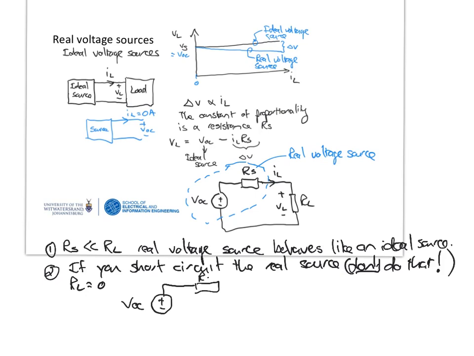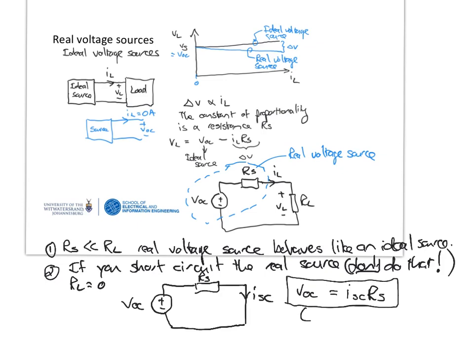our source, which looks like an ideal voltage source with voltage V open circuit. We've got our source resistance RS, and we're short-circuiting it now. So what's flowing here is I short circuit. Then you can see that by Ohm's law, these quantities are related to each other by the equation V open circuit is equal to I short circuit RS. And this is an important relationship because it becomes important later on when we look at source transformations and at Thevenin and Norton's theorems.